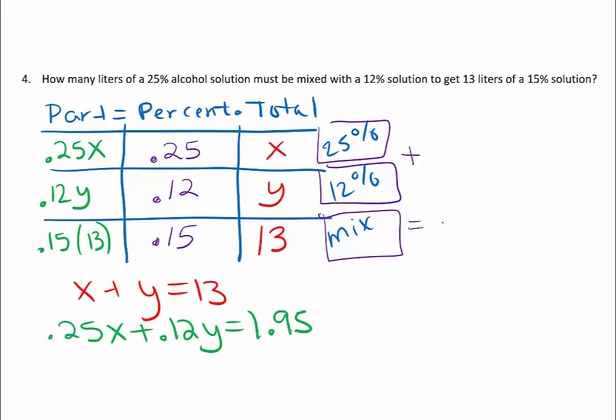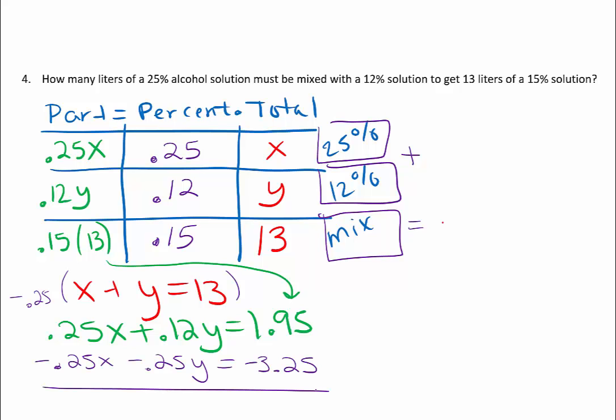To get my equations, I'm going to use the fact that if we add together those first two rows, we add together the 25 and 12% solution, it has to equal the mixture. I write an equation describing that the totals have to add up, and also the part that is alcohol has to add up. The 1.95 is 0.15 times 13. I'm going to solve this with elimination. I multiply the first equation by negative 0.25. I add the equations together. I get negative 0.13y equals negative 1.3.